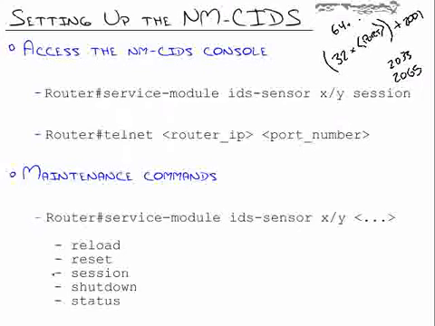Now finally, we reach the maintenance commands, and this is the last piece of uniqueness to that module. We have some maintenance commands for that module on the router. Since this is a module and not a separate appliance, we don't really have an on-off switch for it. So what we can do is type in service module, IDS sensor, our module and port number, using the syntax we have here, followed by one of these arguments.